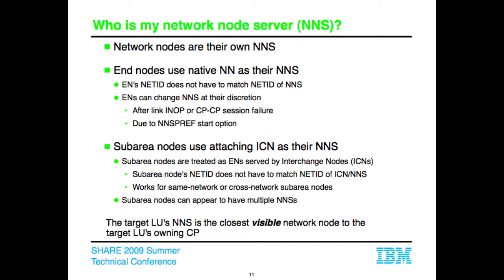So there are lots of different reasons why an end node might change network node servers, right? But remember that note about end nodes being able to have a network node server with a different net ID. If an end node is in net B and its network node server is in net A, the net B end node is actually considered native to the net A network, because its network node server is in net A. The question you have to ask yourself is, where do you send your directed search? You send it to its network node server, which is a net A network node server. So even though you're trying to reach a net B resource, you have to send it to a net A network node server. The net B end node becomes part of the net A native network, if you will.